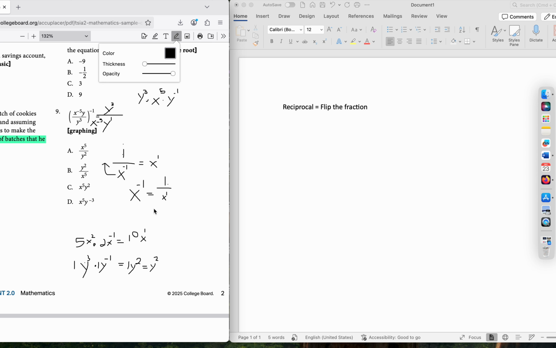And so up here, y cubed times x to the 5th power times y to the negative first. We're just combining or multiplying the y's. So we want to write down the x. We have x to the 5th power, and then that's multiplied. And so we already did that multiplication here. Y cubed times y to the negative first power is y squared. So the answer choice is going to be C.